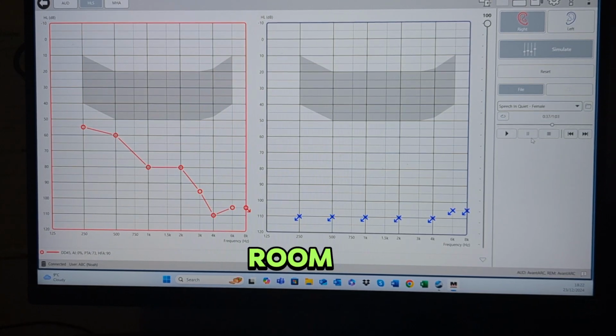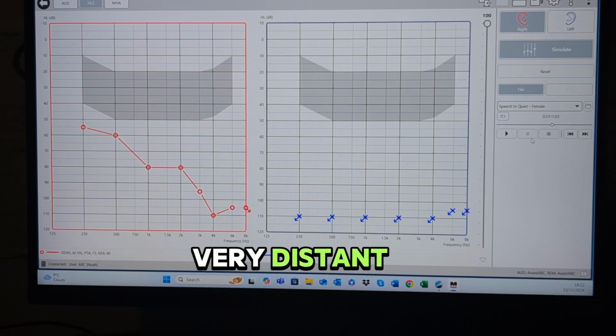So I'm in the room next to the speaker, struggling. I really can't work out any words. I can hear the voice. It's very faint. It's very distant. Other than that, even when it's really quiet, it's very difficult to understand any words at all.